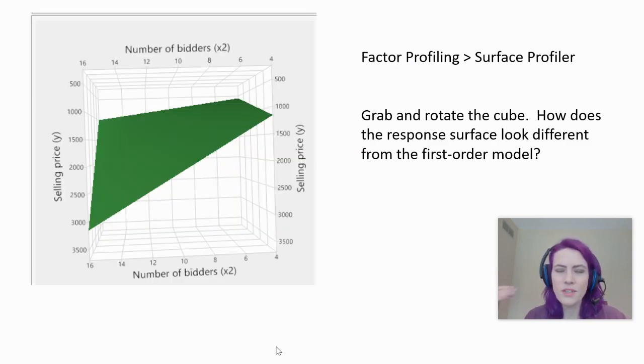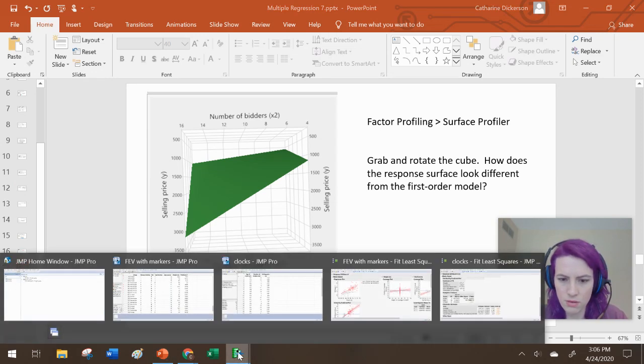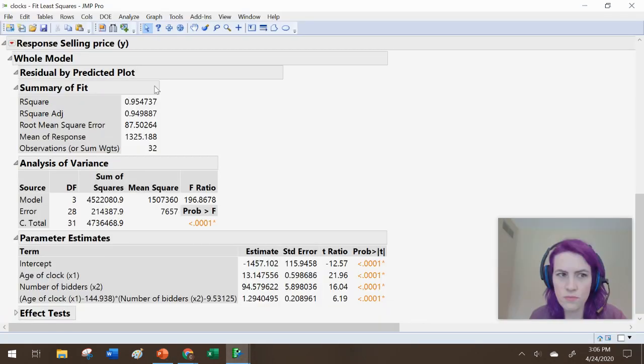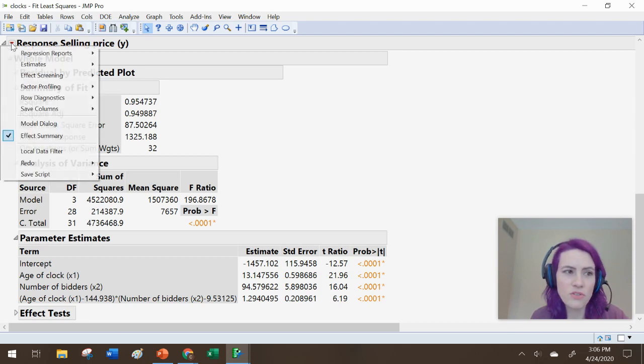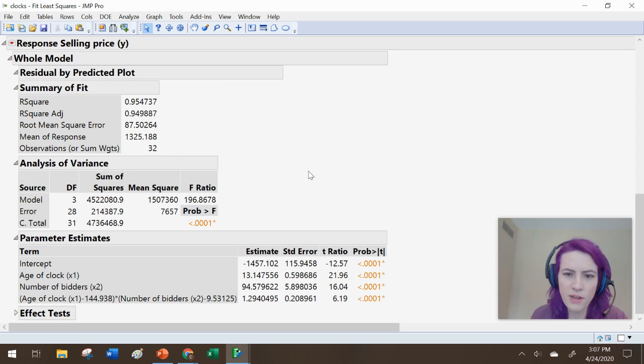With our FEV example, we could see the two lines with different slopes. So we got a visual of what an interaction represents in that case. To get a similar view for two numeric predictors, let's go to our model output and under factor profiling, we're going to look at the surface profiler. Back on my clocks, it's the very top red triangle, factor profiling, surface profiler.